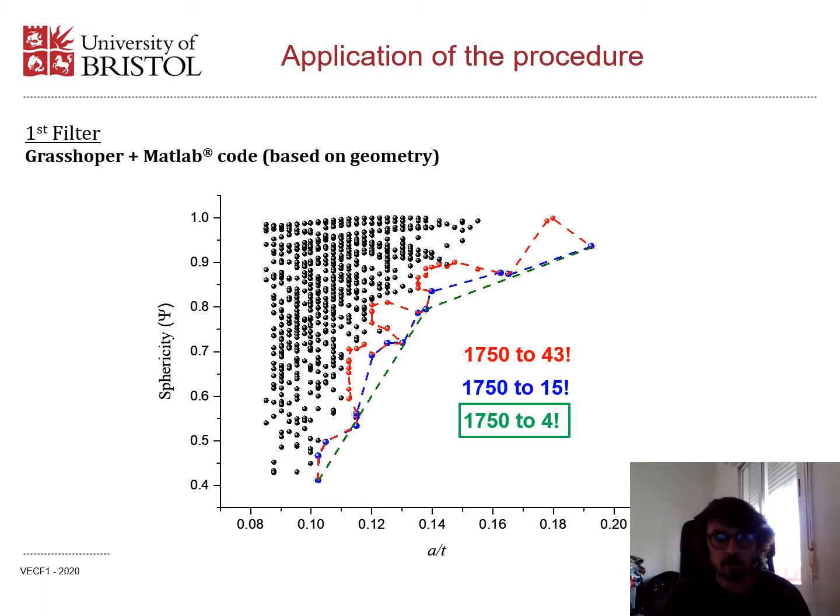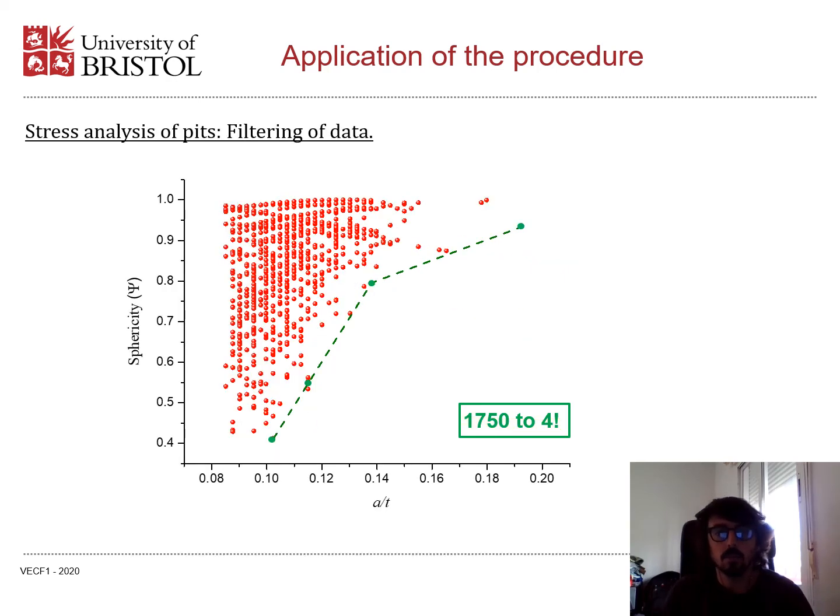Depending on the criteria, as I said before, you could reduce your 1,750 defects or pits to a different number. In this case, I'm showing you 3 different criteria with different levels of conservatism. And for the case study here, for the critical distance method approach, we picked the easiest one, which was the one with the green line, which only focuses on 4, which are these 4.